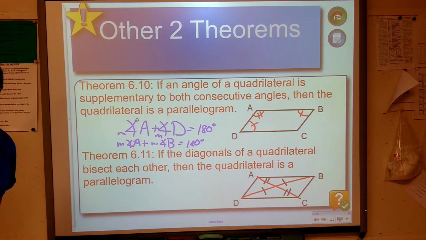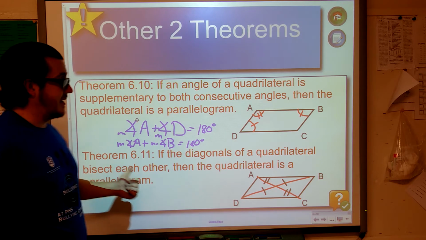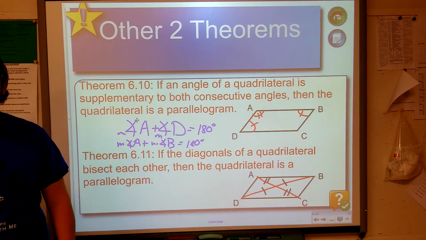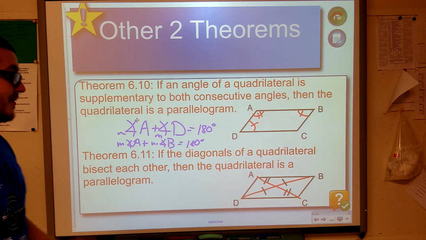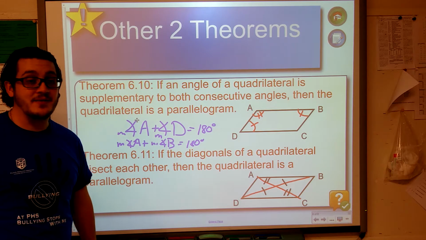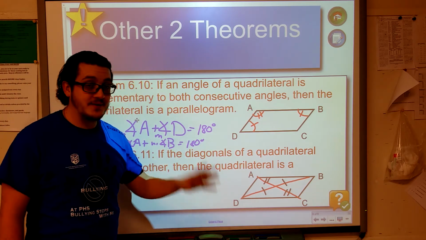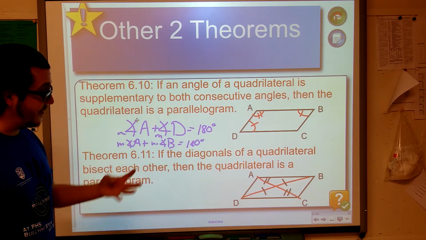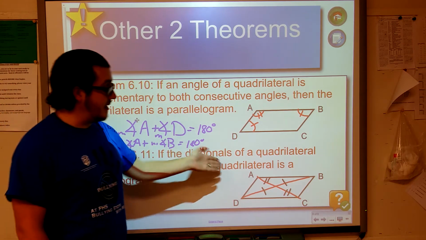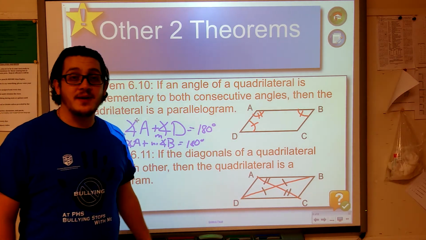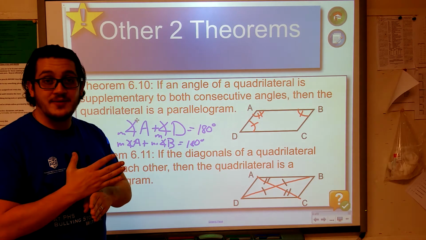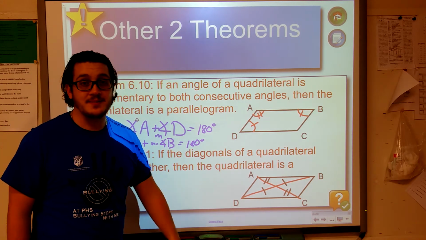And we have one more here. That's Theorem 611. Alright, so Theorem 611 talks about the diagonals. What do we talk about with the diagonals? They have to bisect each other. They have to cut each other in half. So if you're looking at a quadrilateral, or four-sided figure, and we have diagonals that are drawn, and they actually do cut each other in half, then we have a parallelogram.